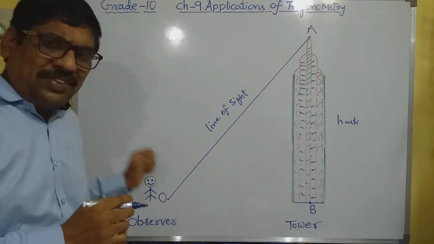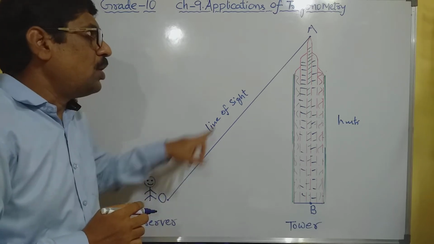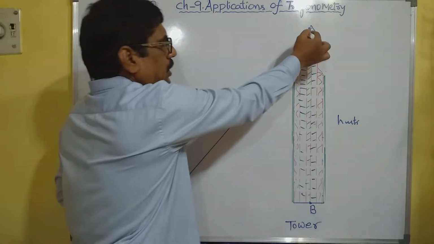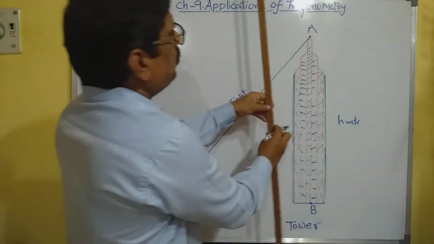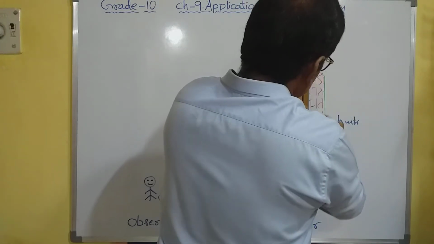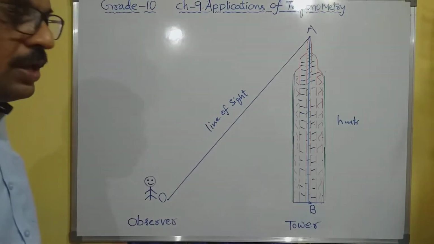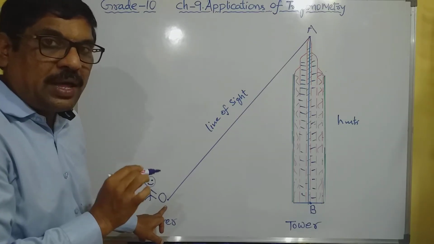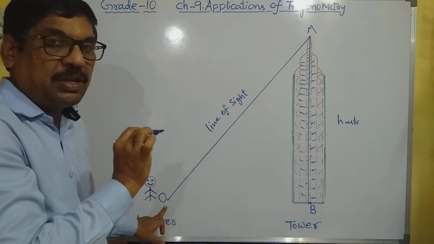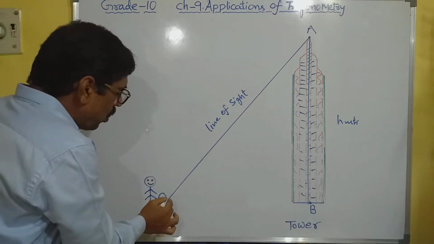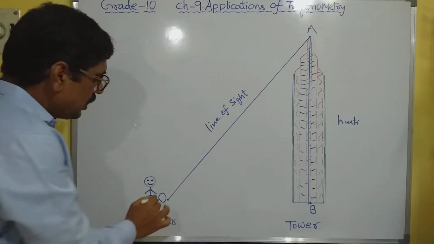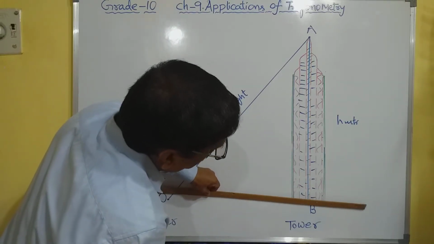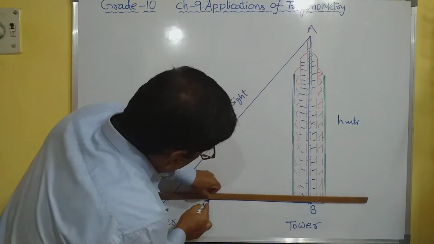So this is the line from the position of the observer to the top of the building. OA is the line of sight and AB is the height of the building, which is an unknown value. The position on the ground where the observer stands and observes the top of the building is O, and the bottom of the building is B. Let us join these 2 points also, that is the horizontal line on the ground from the position of the observer to the base of the building.